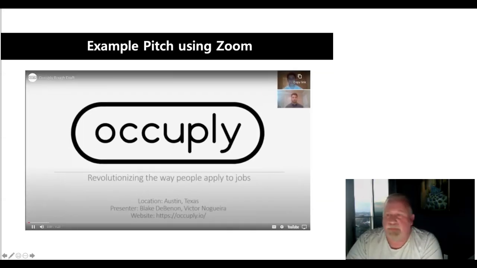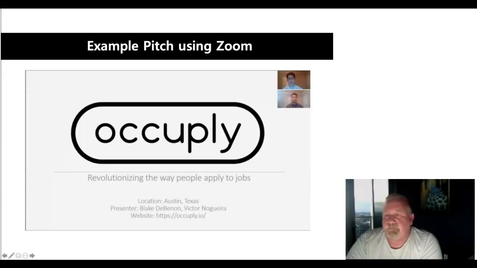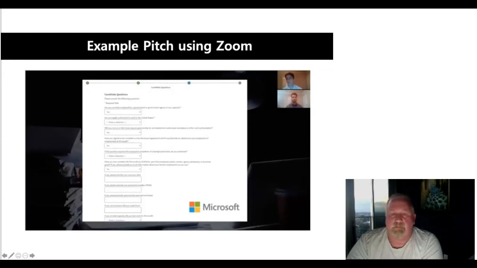Hi, my name is Victor Noguera, and today I'll be sharing with you a new company called Occuply that is revolutionizing the way that people apply to jobs today. About 2 years ago, I was in the job market and I was using the tools available to me, like LinkedIn and Indeed. I searched for different Fortune 500 companies that I was interested in applying to on these websites, and what I found surprised me.